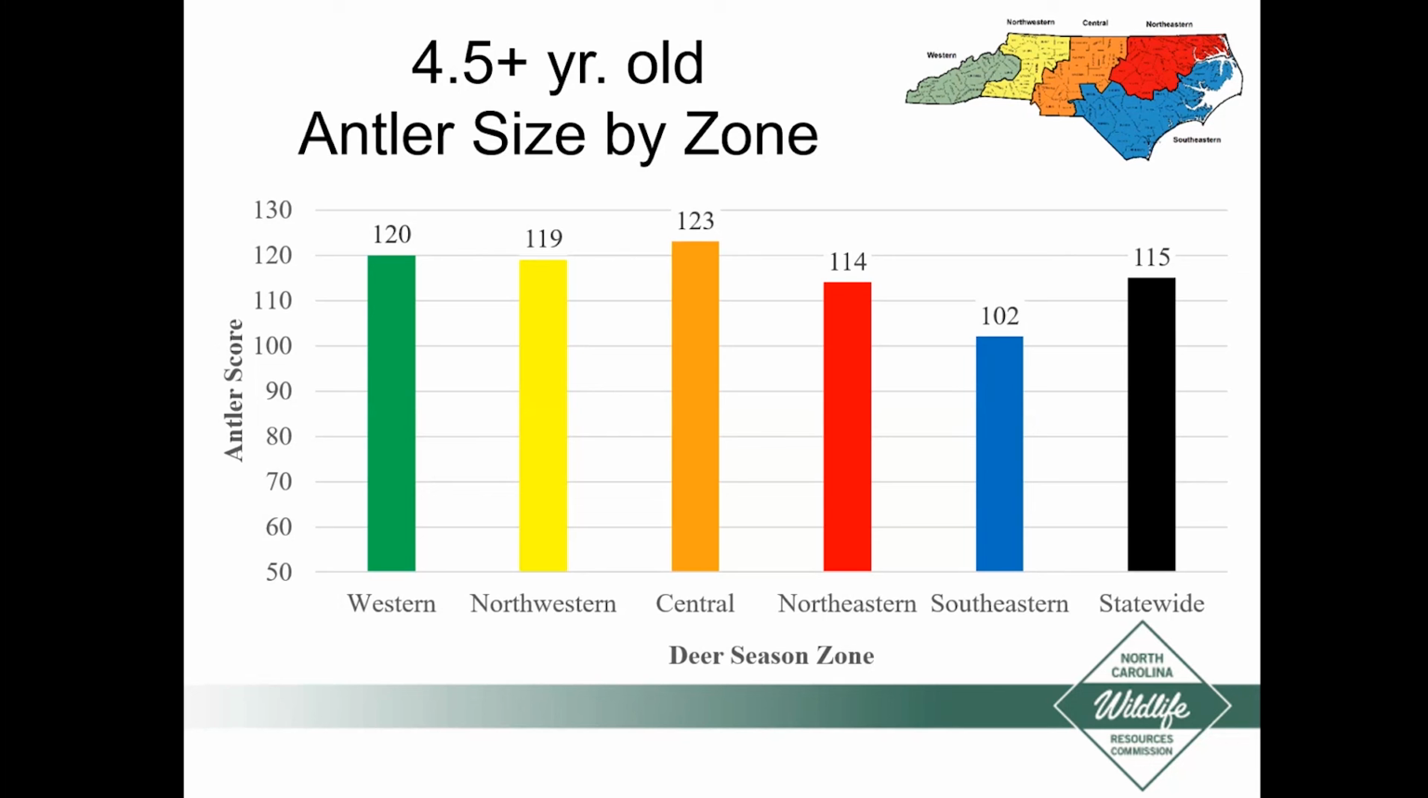What we see with our antler size and also with our deer weights is reflective of what we would expect to see based on the habitat that we have across the state. In the southeastern zone, we have some really good habitat in parts of that zone, but this is also the part of the state where we have some of the poorest habitat really across the white-tailed deer range, our pocosins, and then the soils of the sandhills are inherently not good for deer habitat.